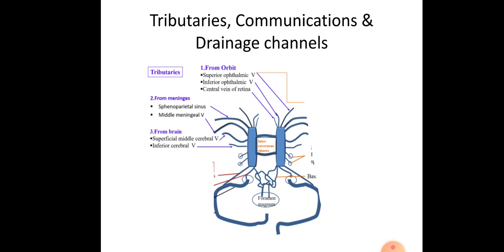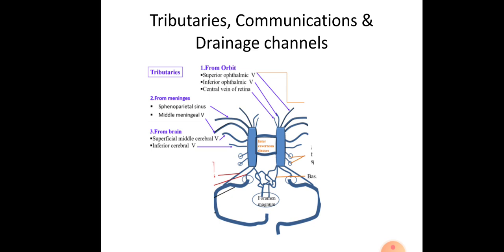Now, tributaries, communications, and drainage channels. When you're talking about the tributaries, the veins that drain into the cavernous sinus, you can divide them into three groups. One comes from the orbit, one comes from the meninges, and the other comes from the brain. From the orbit, I hope when you studied the face, the dangerous area of face, you learned the superior ophthalmic vein and inferior ophthalmic vein that drain to the cavernous sinus. In addition to that, there is a central retinal vein. These three are coming from the orbit.